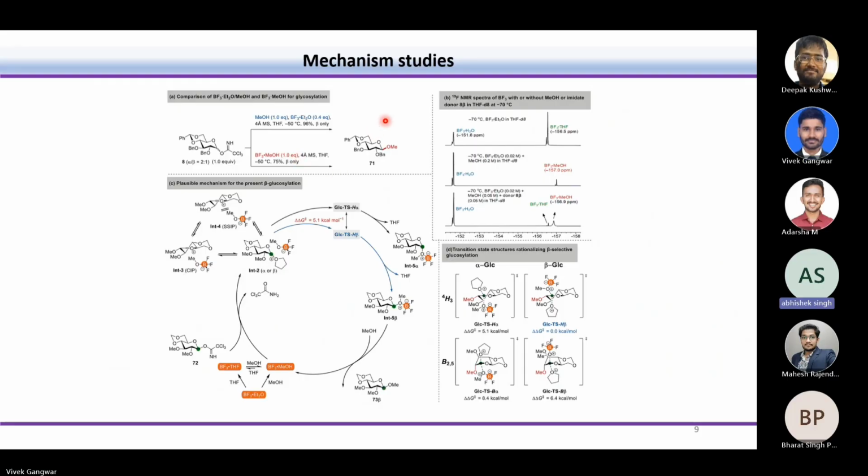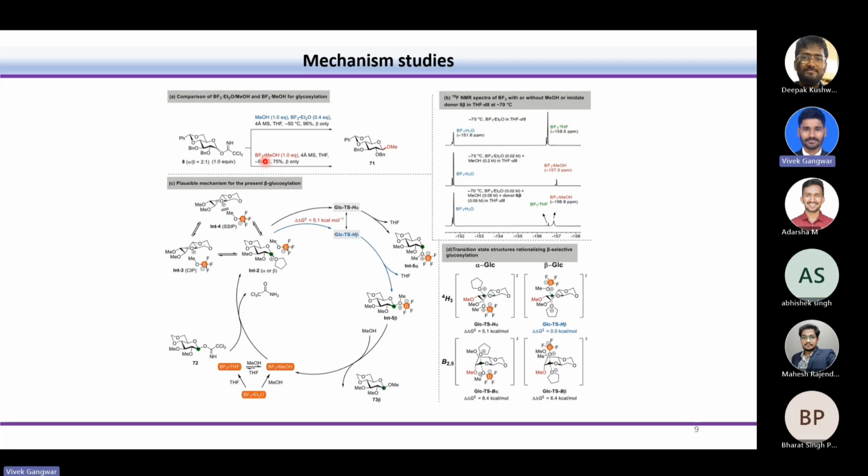That means they are going to use D71 as a donor. It means they are preparing OMe at the anomeric position. And for the conclusion, to find which adduct is forming with BF3, they did these two reactions with methanol. Methanol as an acceptor here.